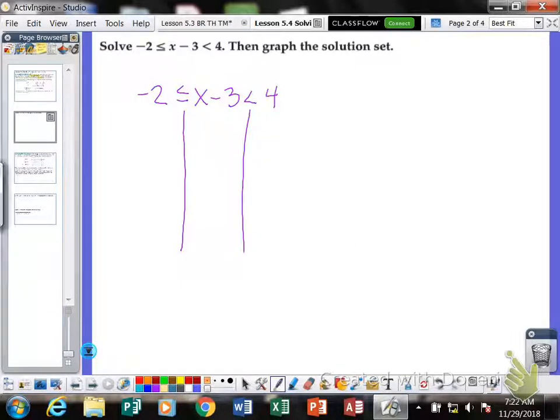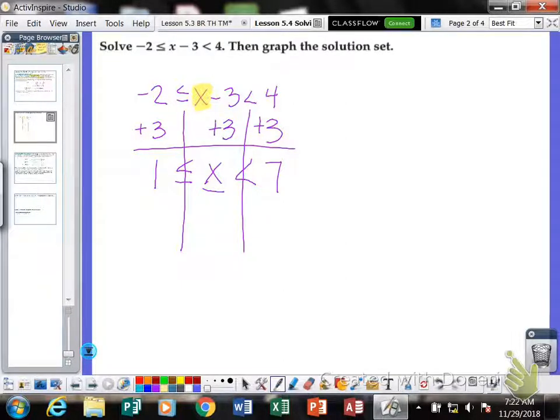Now, we're trying to get x by itself here. So what do I have to get rid of? I have to get rid of this 3, so I have to add 3. But just like with equations and other inequalities, what I do to one, I have to do to them all. So I have to add 3 to every section. Then -2 plus 3 is 1, less than or equal to x, less than 7.